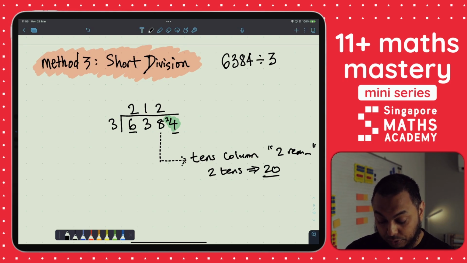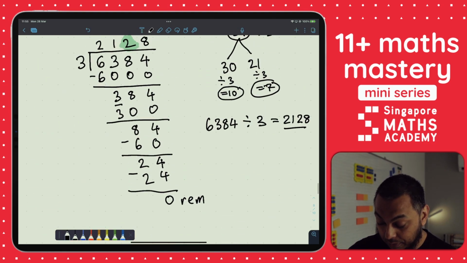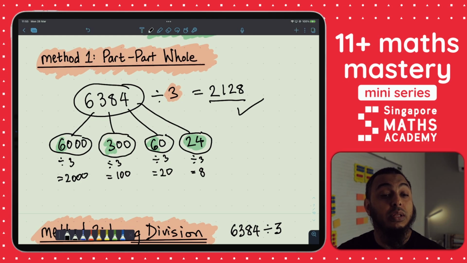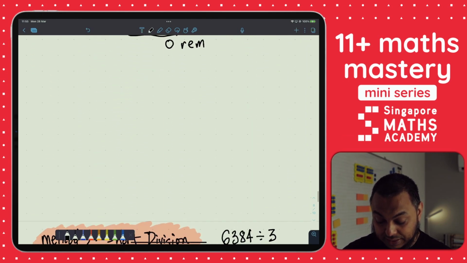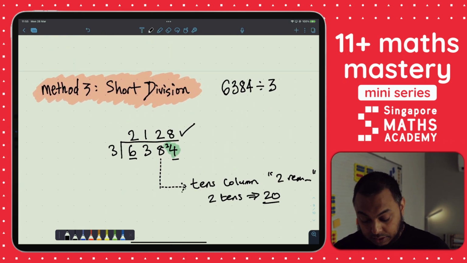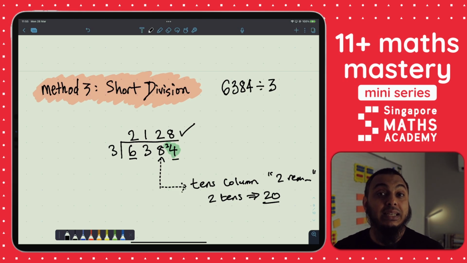And 24 divided by 3 is 8. And so we get the same answer, 2,128. We get the same answer here, 2,128, and we get the same answer for our part-whole method, 2,128. So we've got 3 different methods here. Remember, with the short division method, any remainder gets put onto the next column. So we had 2 tens remaining, and therefore the 2 tens went to the ones column, which made 20, and the 4's there already, so it's 24. Have a go at this type of short division, and I'm sure you'll ace this.